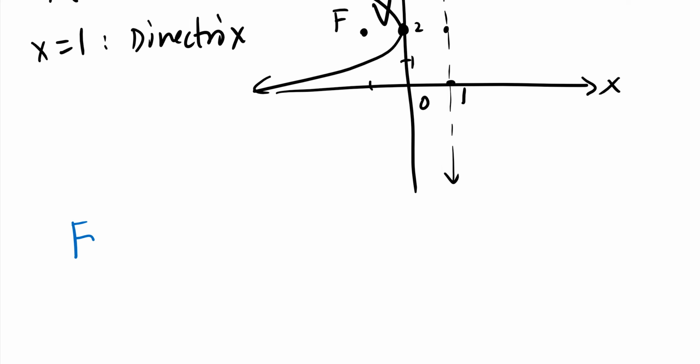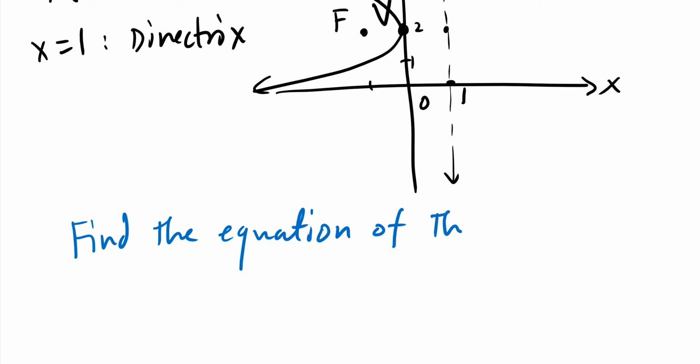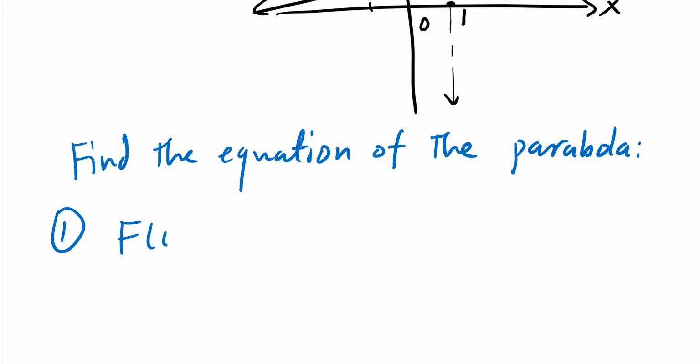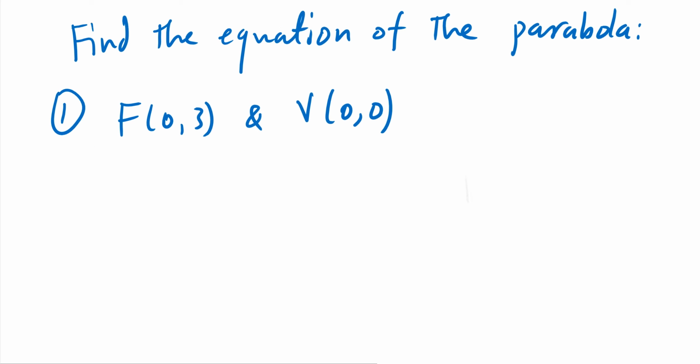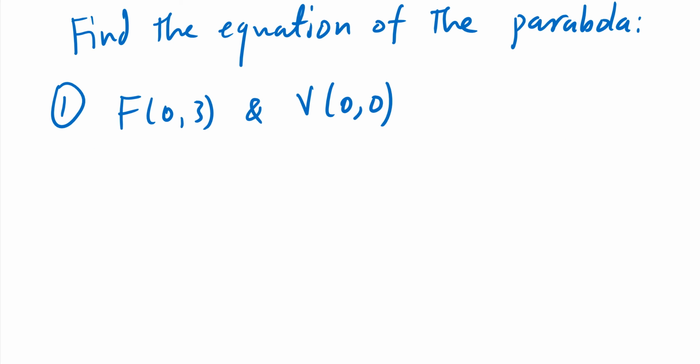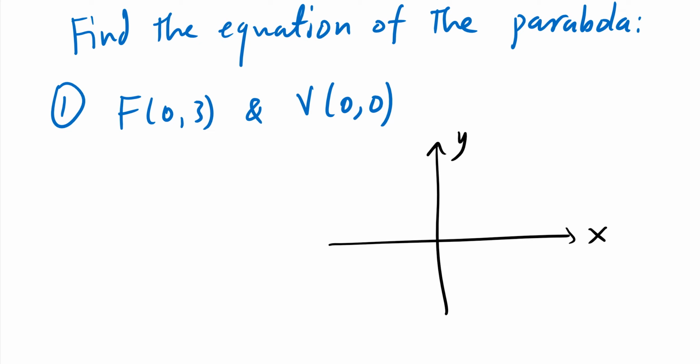They ask us to find the equation of the parabola with given conditions. Let's say the focus is (0, 3) and the vertex is (0, 0). The easiest way to graph or find equations is to plot the given on the xy plane. (0, 0) is the vertex and (0, 3) is the focus. So the graph would look like this.